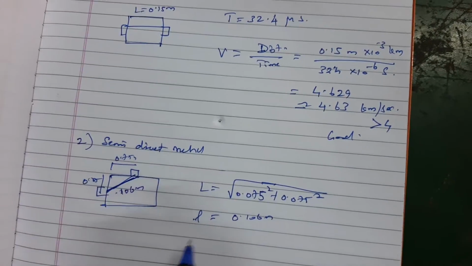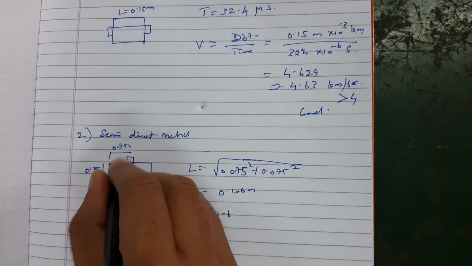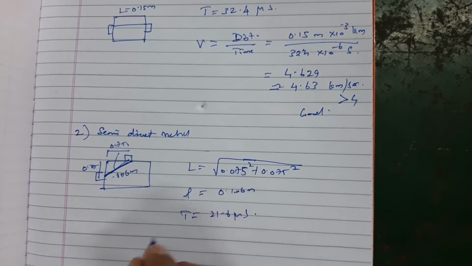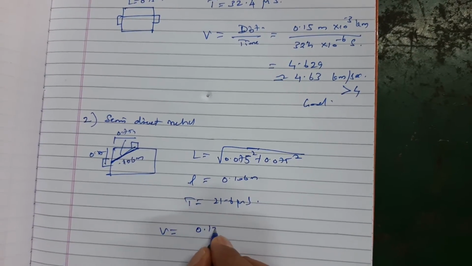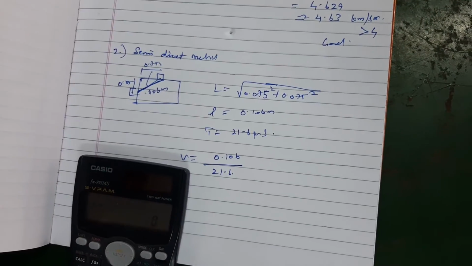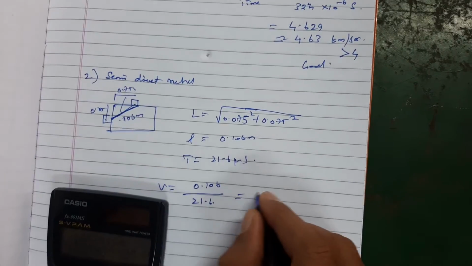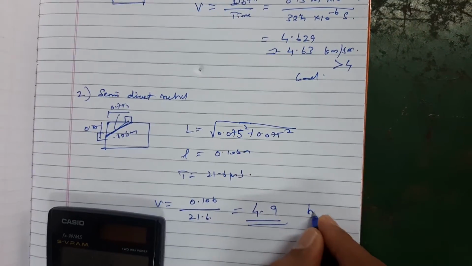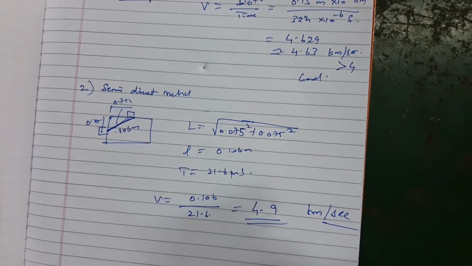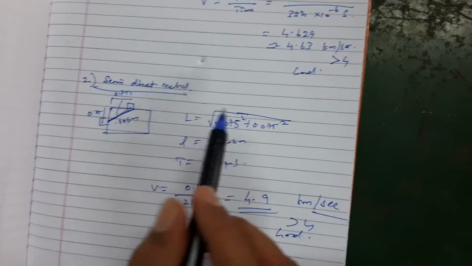The time taken is T equal to 21.6 microsecond. So the velocity V equals distance traveled divided by 21.6. 0.106 divided by 21.6 gives 4.9 kilometer per second. This is also greater than 4, so it is good. So this is the semi-direct method. In this way we have to take 3 readings. Next one is the indirect method.